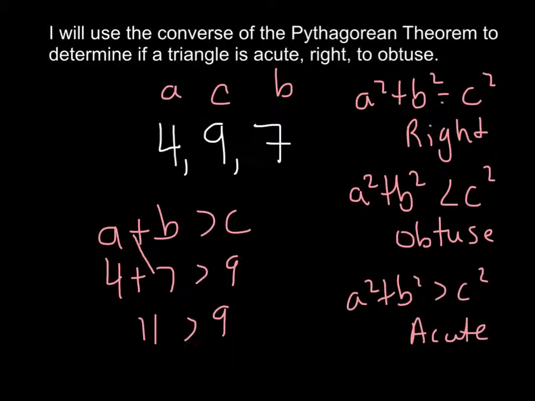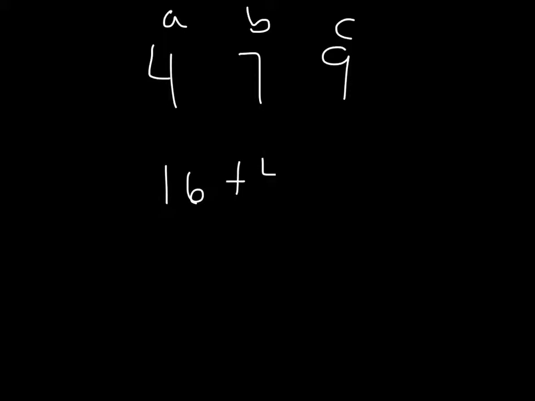So in this particular case, I'm going to take those values, square them, and see how they relate to each other. So 4, 7, and 9, we have a, b, and c. So we have 16 plus 49, and how does that relate to 9 times 9, or 81? That would be the question. They're probably not equal, we'll find out.